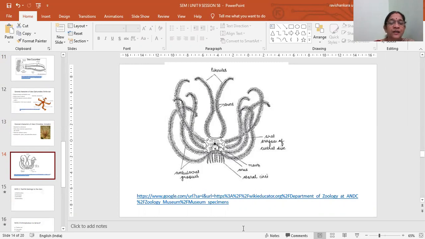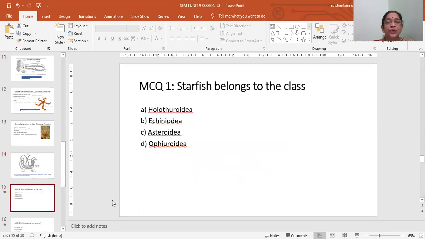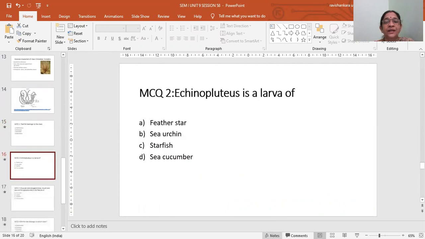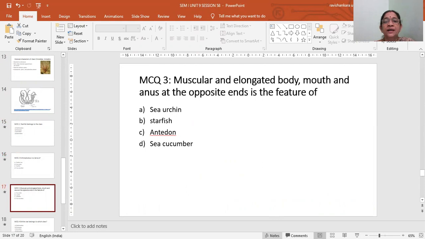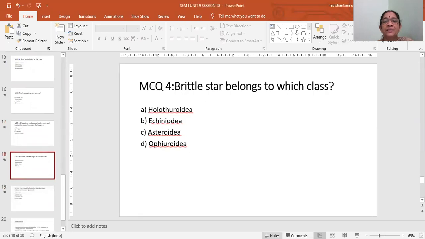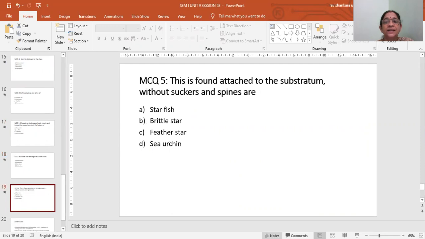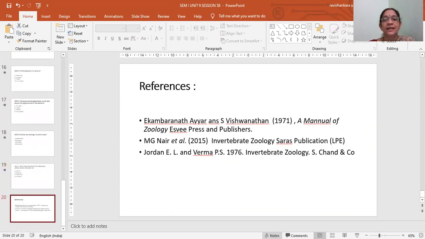At the end of the session, we have a few questions. Starfish belongs to the class Asteroidea. Echinopluteus is the larva of the sea urchin. A muscular and elongated body with mouth and anus at opposite sides is the feature of the sea cucumber. Brittle stars belong to class Ophiuroidea, and this has tube feet without suckers. Attached forms are sea lilies.